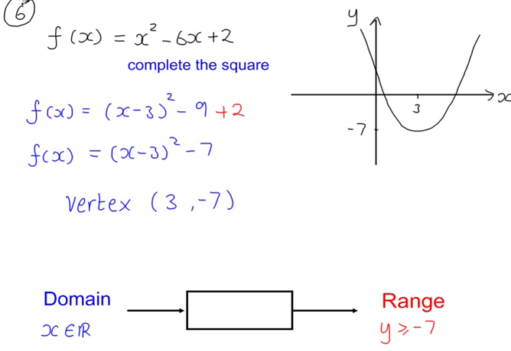Going back to example 6, this is a function, but it's not a one-to-one function because it fails the horizontal line test. There are multiple points of intersection here. But what we can do is restrict the domain. So let's say if I restrict the domain here to x is greater than or equal to 3. So now this part of the curve no longer counts. So we're left with this. Now the function passes the horizontal line test with its restricted domain, so it has a one-to-one relationship.